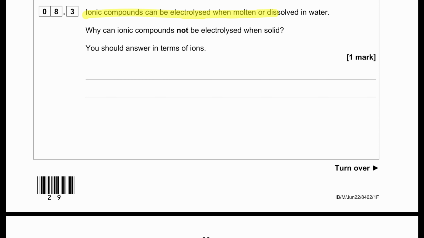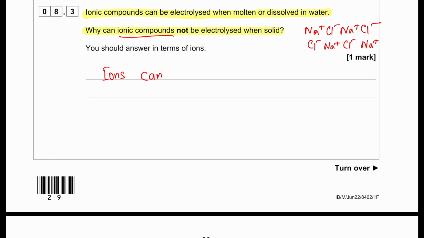Ionic compounds can be electrolyzed when molten or dissolved in water. Why can ionic compounds not be electrolyzed when solid? You see, ionic compounds have a solid lattice structure, where, in the case of sodium chloride, the ions are fixed in their position. They cannot move. Since the ions are unable to move, that's why they cannot conduct electricity. They do not even have any free electrons which would be able to conduct electricity. So the answer will be ions cannot move freely in a solid.